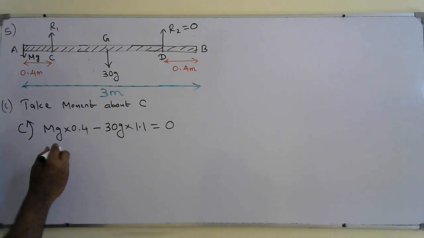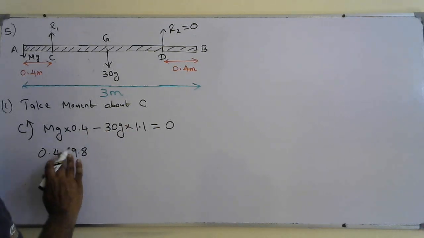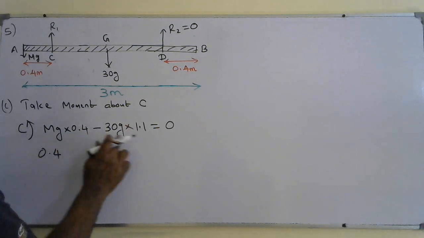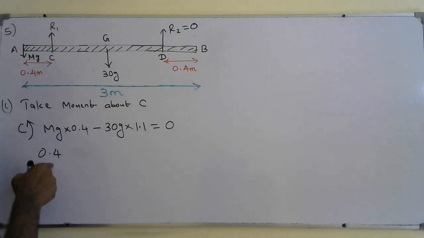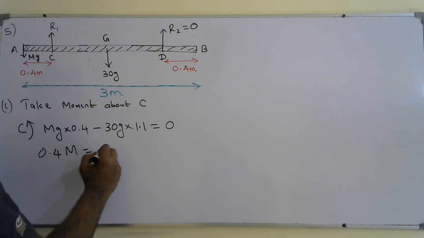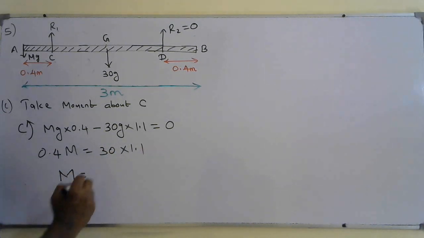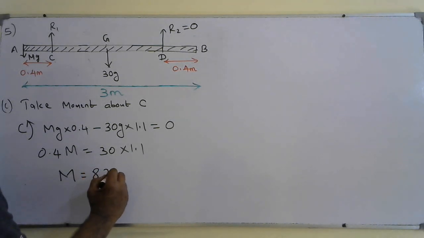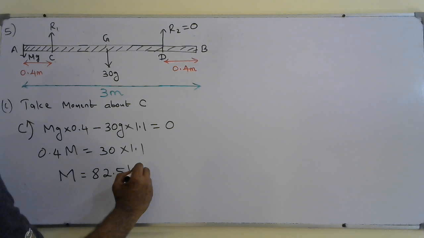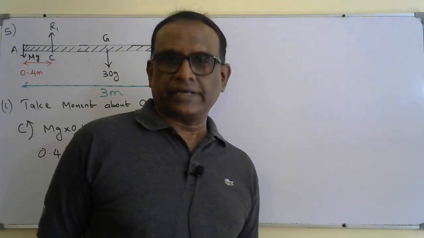Okay, solve it, that is 0.4 into 9.8. Anyway, g is going to get cancelled, so I don't need to put g here. This g and this g will get cancelled. So 0.4 into m is equal to, take it to the right side, 30 into 1.1. Find the m. You will get 82.5 kilogram. Okay, the mass m is 82.5 kilogram.